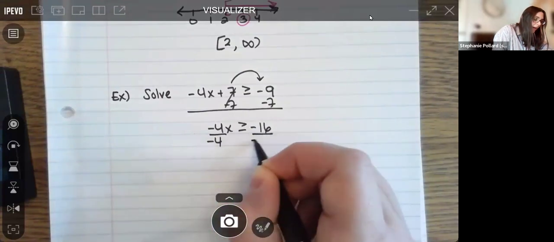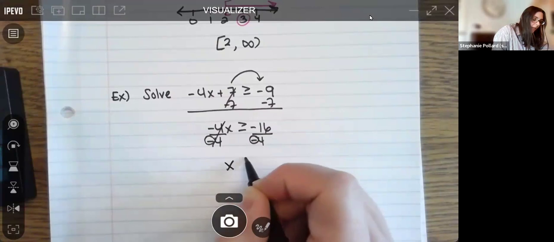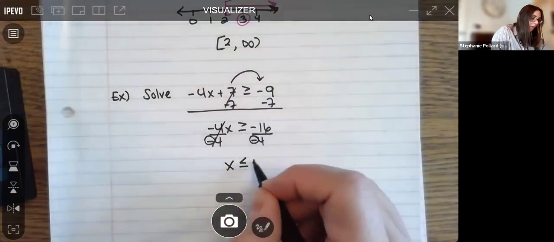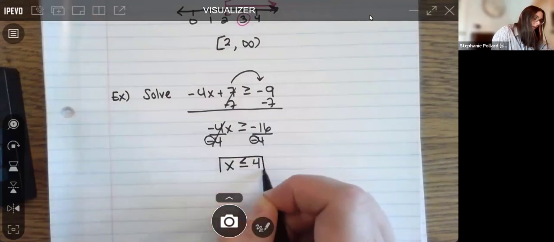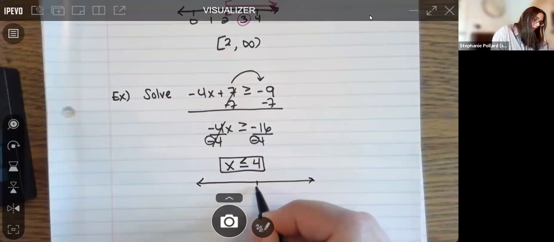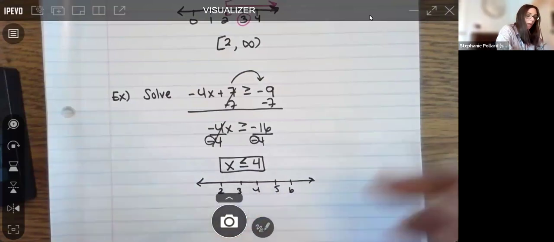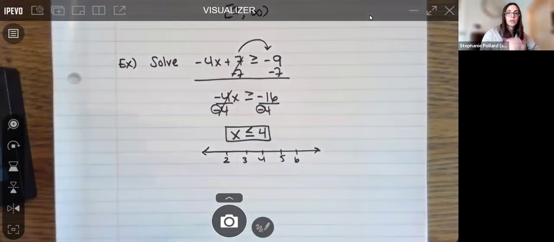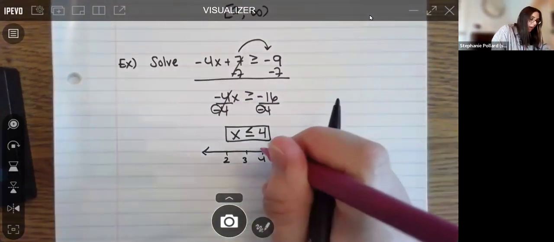Here I am dividing by a negative, so I do have to be careful. I'm going to switch this to a less than or equal to, and then -16 divided by -4 is 4. Here I have x is less than or equal to 4, so I want values that are smaller than 4, so I'm shading on the left.